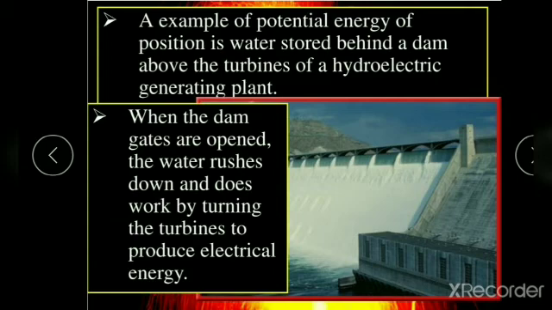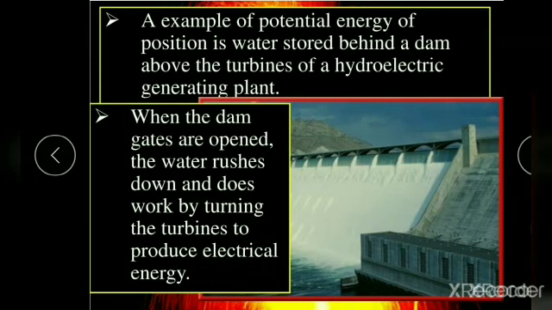Okay, we'll see an example of potential energy of position: water stored behind a dam above the turbines of a hydroelectric generating plant. So when the dam gates are open, the water rushes down and does the work by turning the turbines to produce electrical energy. Water behind a dam, before it falls to drive the turbines in a hydroelectric power station, has potential energy due to its position.